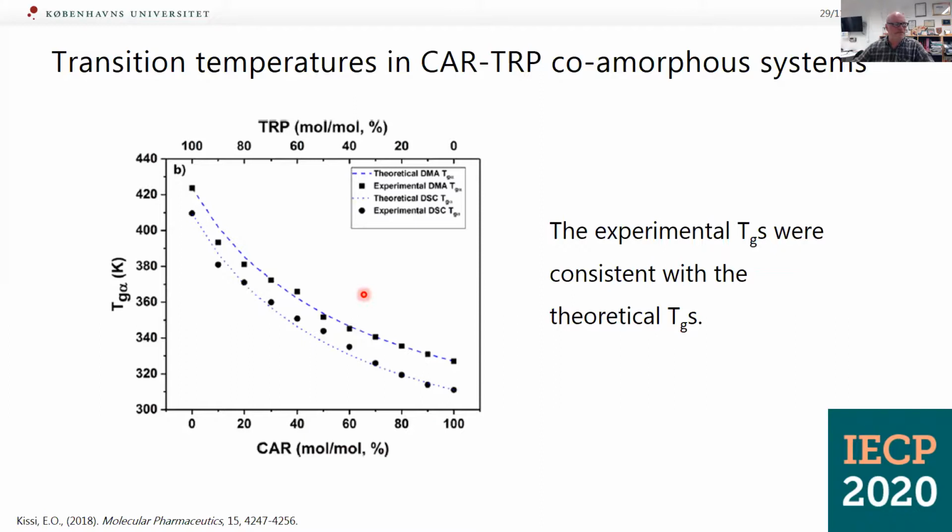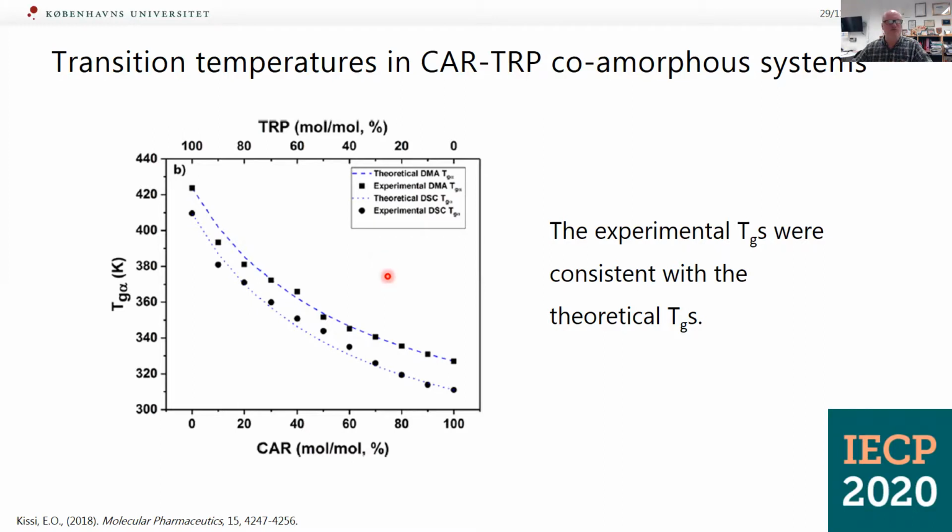So if we are plotting the glass transition temperature as a function of the binary mixture, again in mole percent, we see that in these weakly interacting systems, we see hardly a deviation from theory. So there's very little in terms of interaction, and the experimental data points follow the theoretical glass transition temperatures closely. The absolute difference here we see in the DSC determined and the DMA determined glass transition temperatures is due to the different experimental methods that we are using.